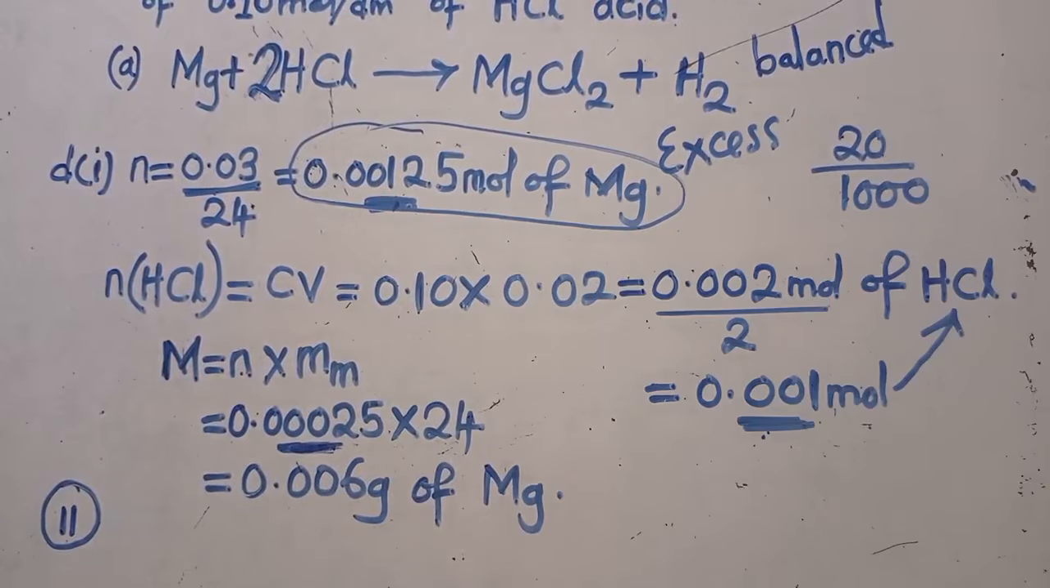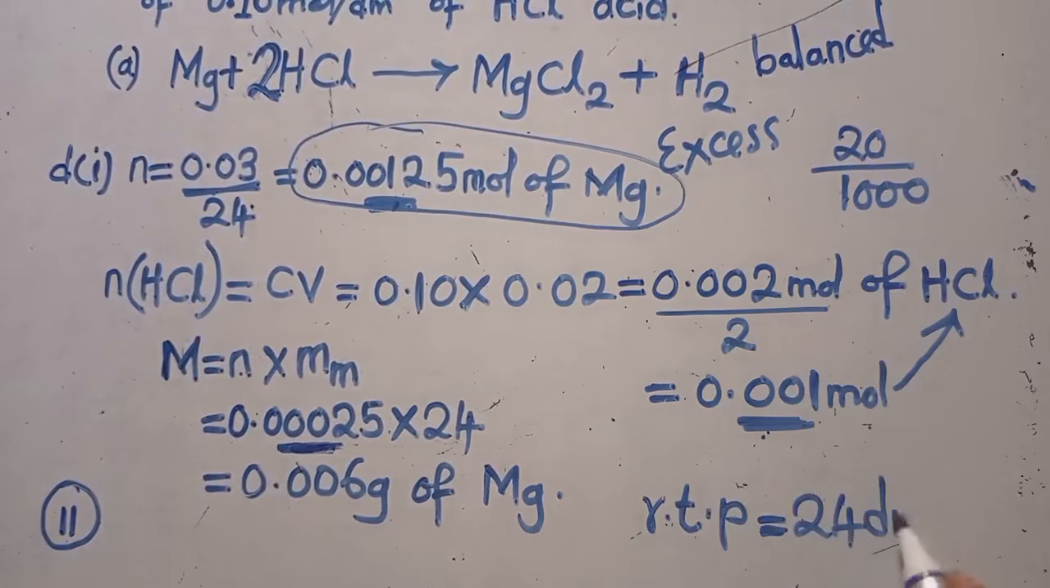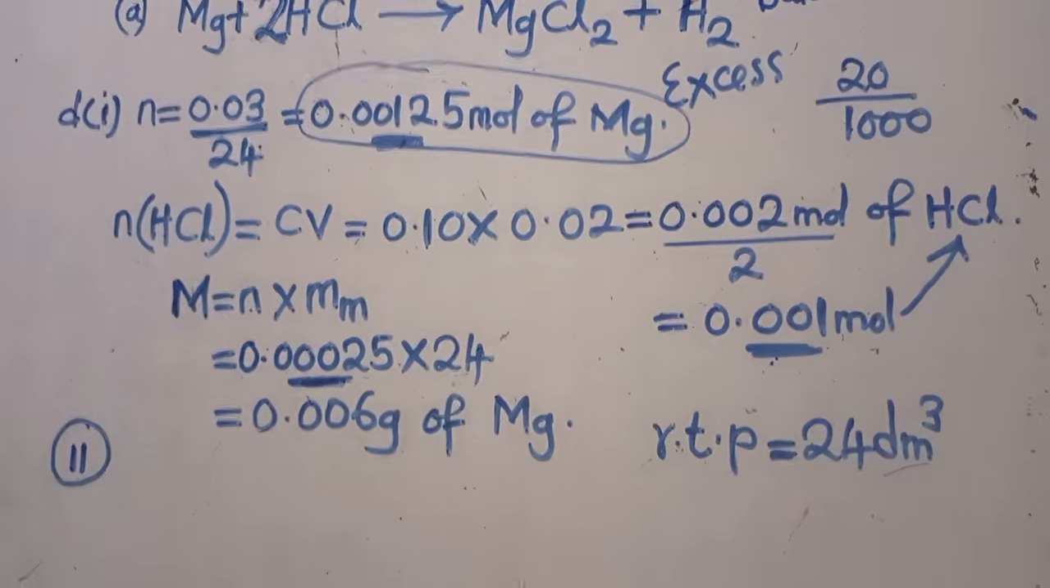So the key thing here is understanding the concept. Once you understand the concept, these are simple things that you can't fail, even in an exam. So here, the question is saying, calculate the volume of hydrogen that could be produced at RTP. First of all, you know that at RTP, the volume is 24 cubed decimeters. At RTP, this is the volume.